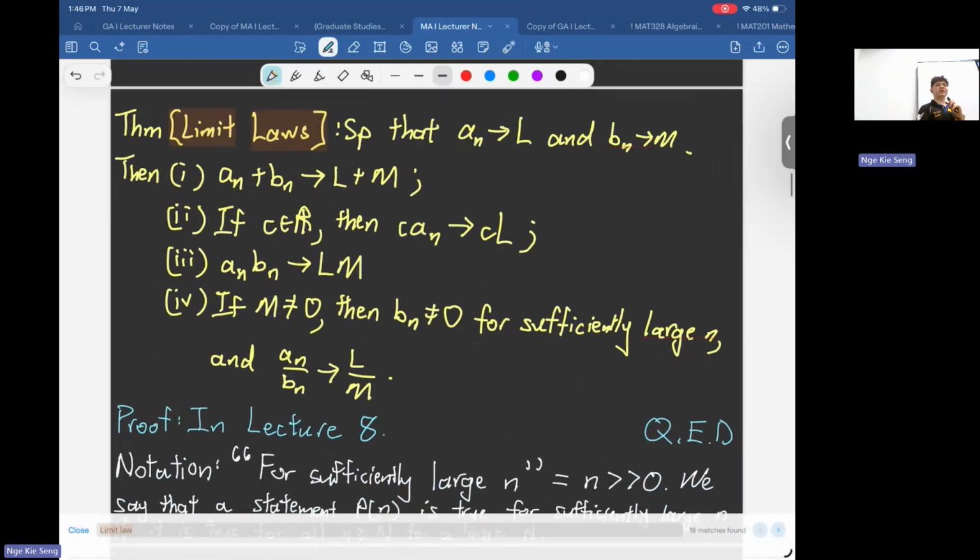So you see, this limit law, right? AN converge to L, BN converge to M, AN plus BN converge to L plus M. Just now the AN we are looking at is F of XN, BN is G of XN. We have F of XN converge to L, G of XN converge to M. Why? Because they are continuous. So you can just use limit law.